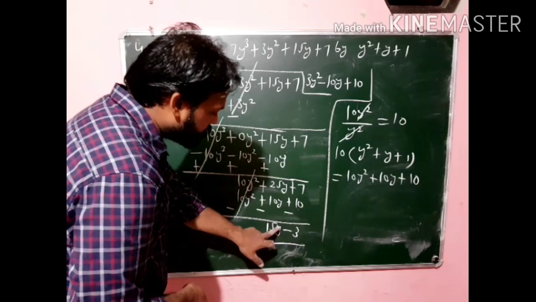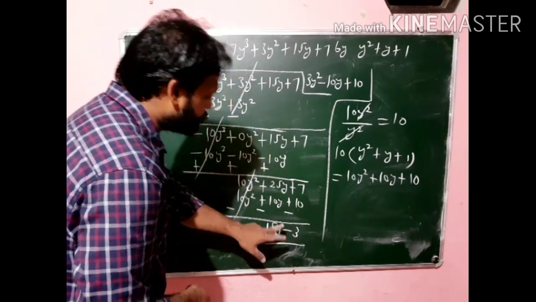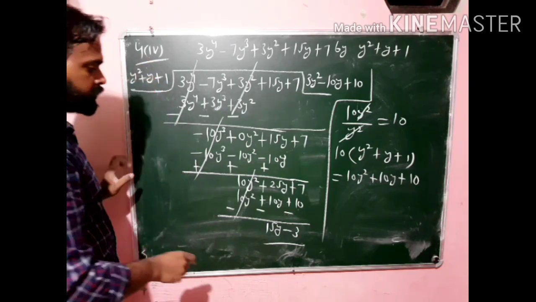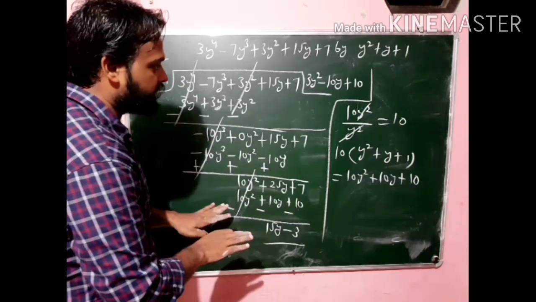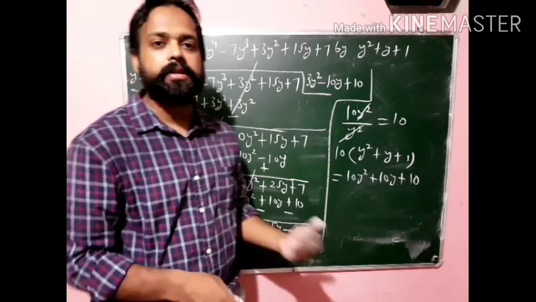Why? Now you can see in this case the power of the dividend here is 1, that is less than the highest power of the divisor, that is 2. So it means here the power is 1, that is less than 2. So now we can stop the division. So this is the remainder. I hope this is clear to you.